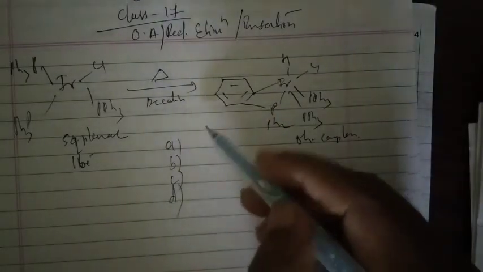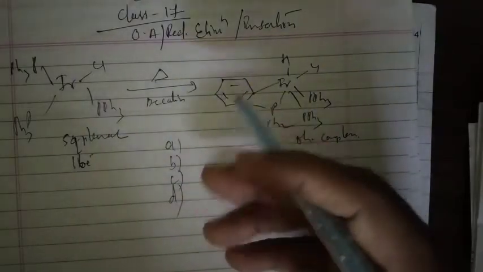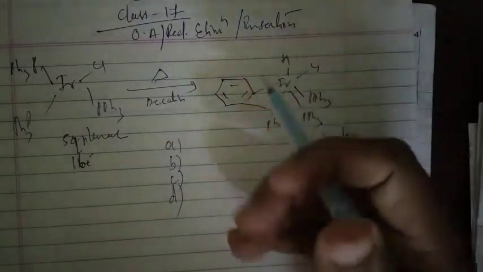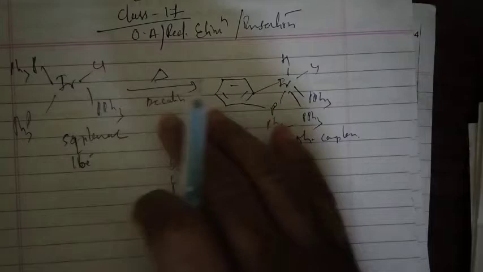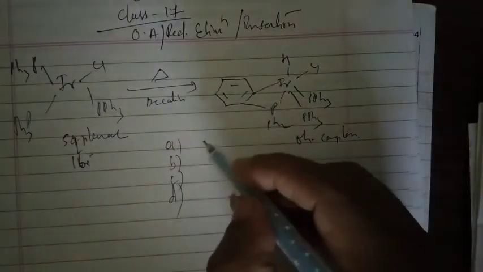C, D. This reaction undergoes oxidative addition, reductive elimination, beta hydride elimination, hydride addition, something like that. So four options will be there, and we have to identify the correct one here. First we check whether it is oxidative addition or what.